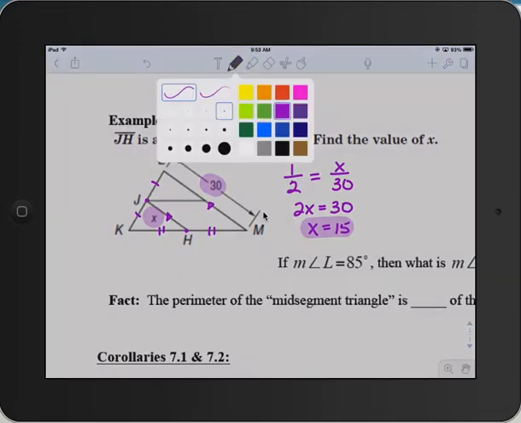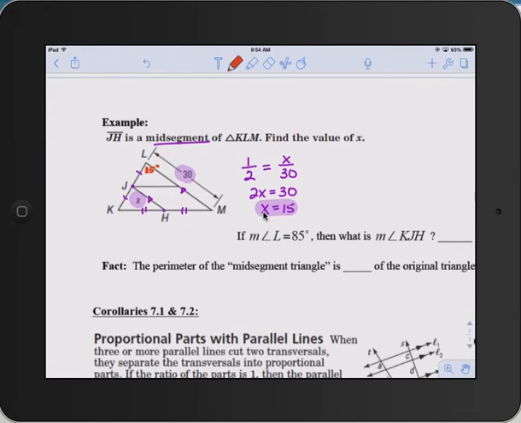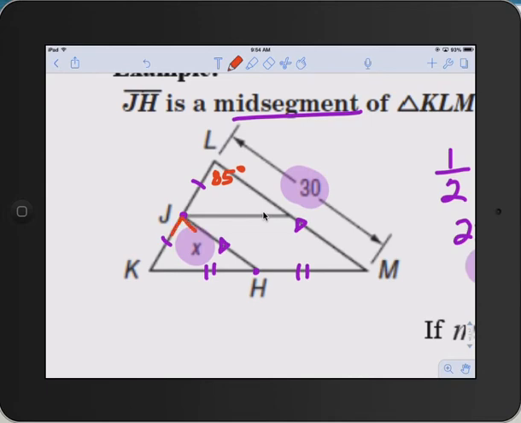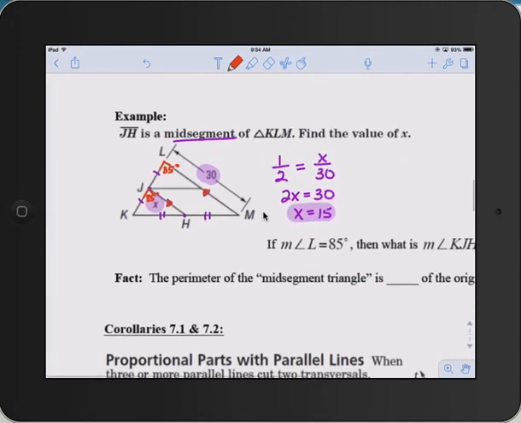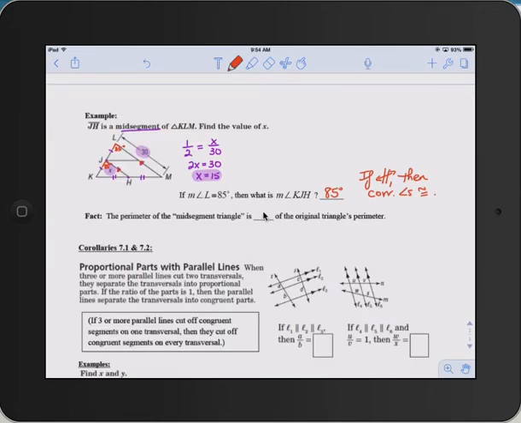Notice because you have parallel segments there, it says if the measure of angle L is 85, so if this angle measure right here were to be 85 degrees, what's the measure of angle KJH? KJH is here. Well, we know these are parallel because mid-segments are parallel to a side of the triangle, which means this also would be 85 degrees. What's the reason for that? If parallel lines are cut by a transversal, then corresponding angles are congruent. And you could work your way around and figure some things out there too.